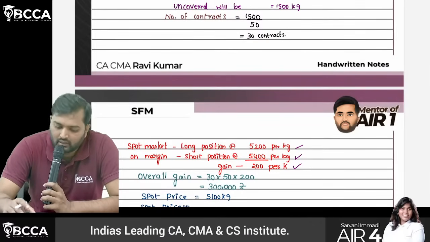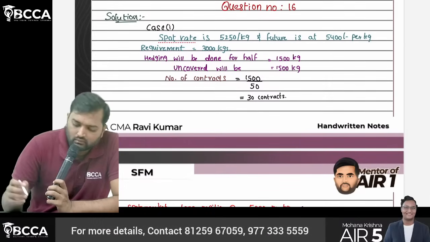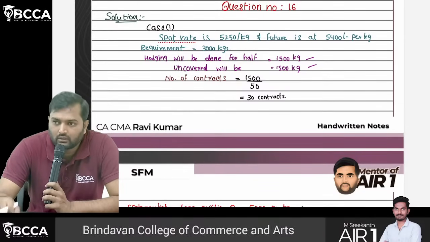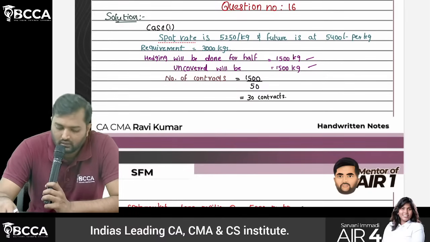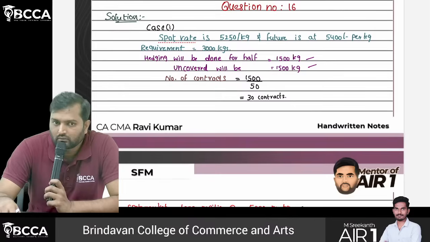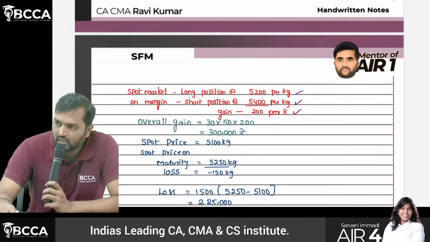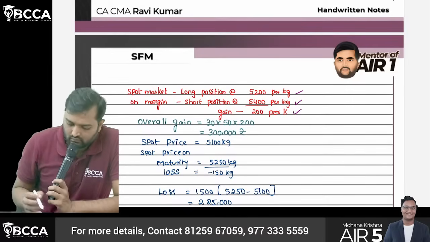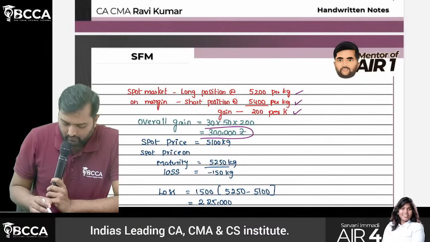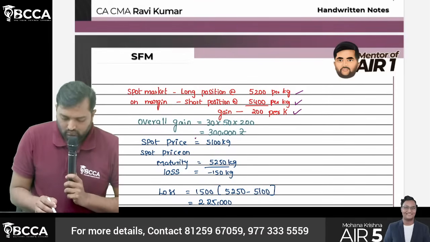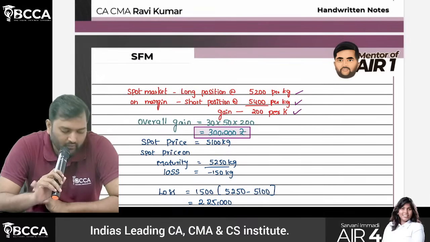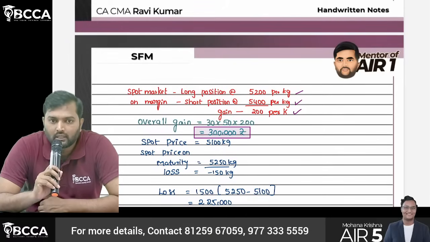The gain is 200 rupees per kg. Total how many contracts? He is not hedging the entire requirement, only half. The requirement is 3000 kgs, half means 1500 kgs, and the number of contracts is 1500 divided by 50, which is 30 contracts. So 30 contracts into 50 kgs into the gain of 200 per kg. The overall gain in futures is 3 lakhs. Everybody able to understand?